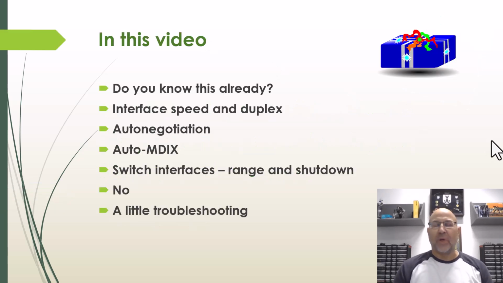In this video, we will do the Do You Know This Already questions. There's a lot of them for this chapter. We'll talk about interface speed and duplex. These are some important issues to take a look at. It's also really nice to know about auto negotiation and auto-MDIX. And then we'll do a bunch of stuff with the switch interfaces and the status and some statistics. We will visit the no command, and then we'll talk a little bit about troubleshooting.